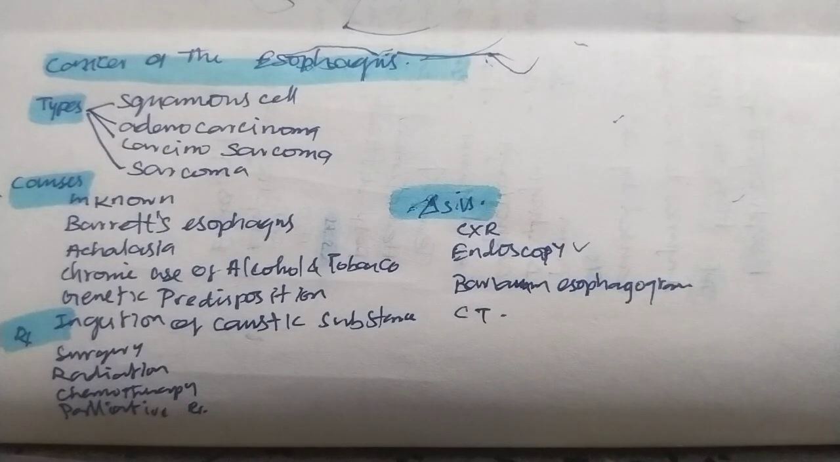Cancer of the esophagus. Malignant lesions of the esophagus occur in 4 types: squamous cell, adenocarcinoma, carcinosarcoma, and sarcoma. Pathophysiology and etiology. The incidence of adenocarcinoma of the distal and middle third of the esophagus appears to be increasing in the Western world.